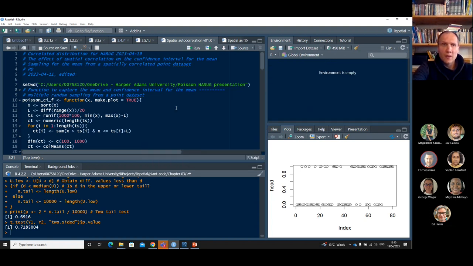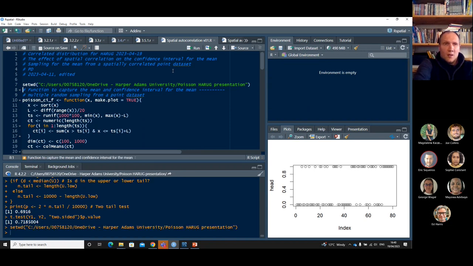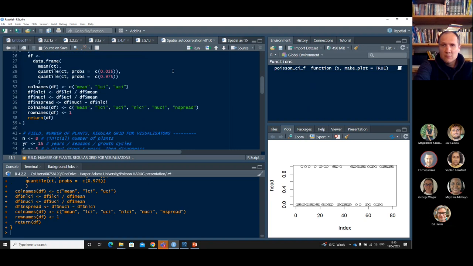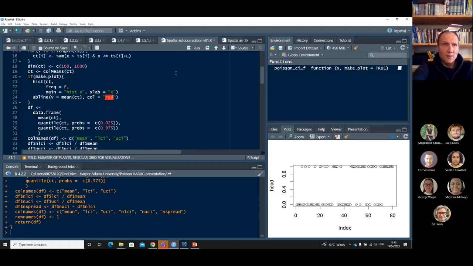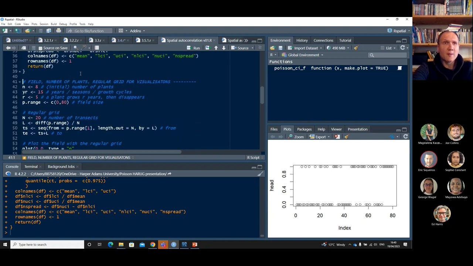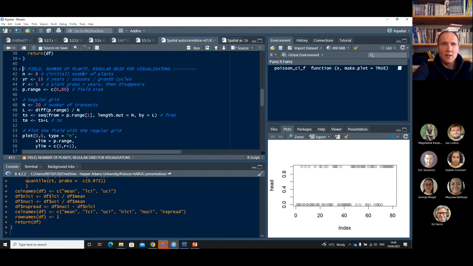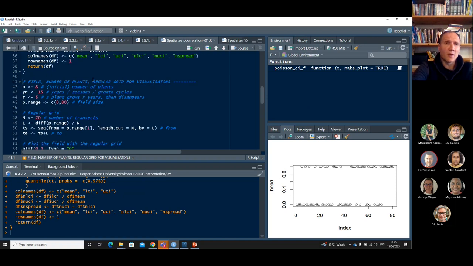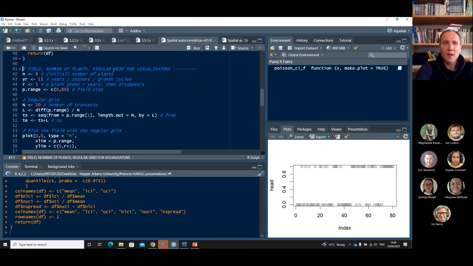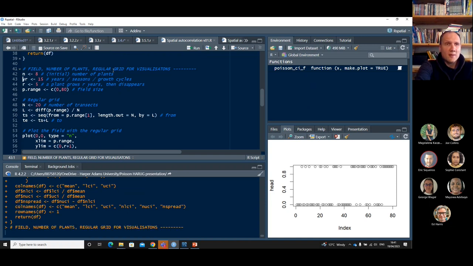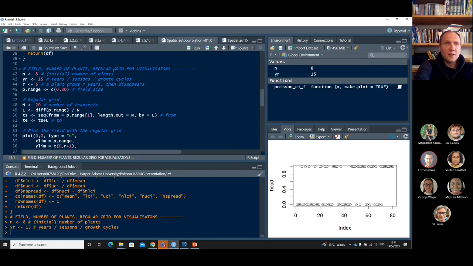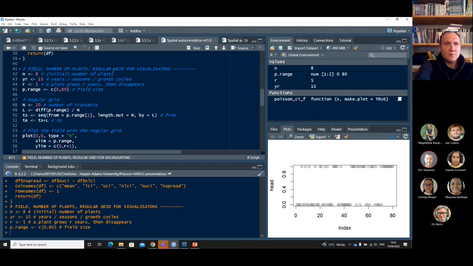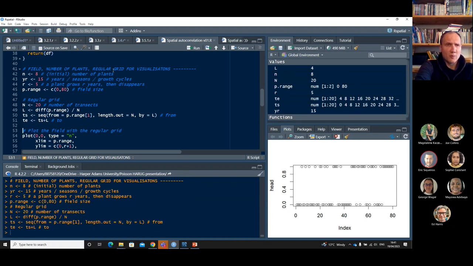Let's clear the table. We'll be growing some plants in a field. This is a function I will be using later. I will not explain it now, but basically it does some sort of a permutation test, and its output is the confidence interval for a mean for the number of plants in the field. First, we'll make a field on which there will initially be 8 plants, and there will be 15 growth cycles. That's the size of the field. I will explain it in a moment when we've got the plot.